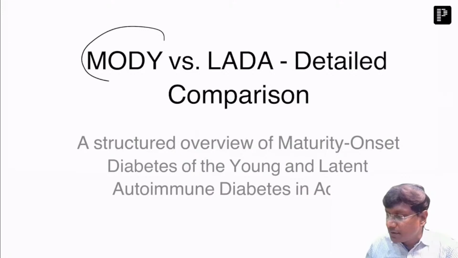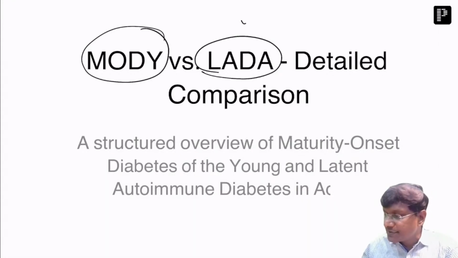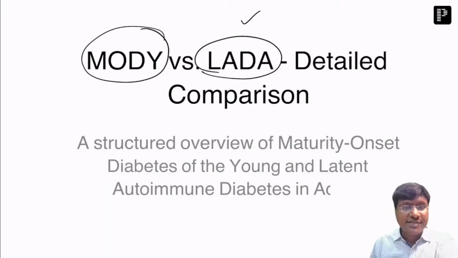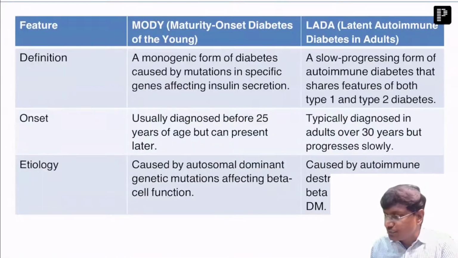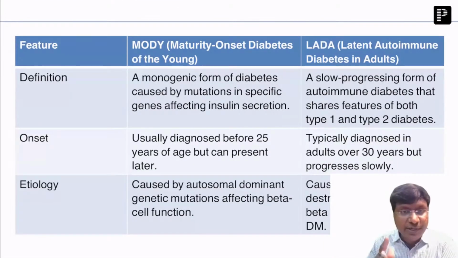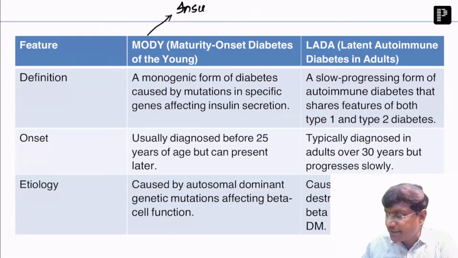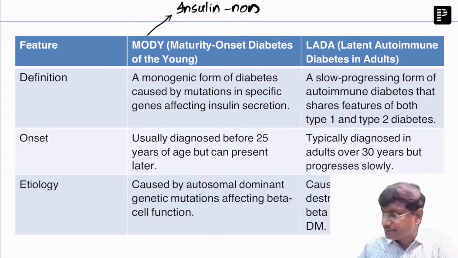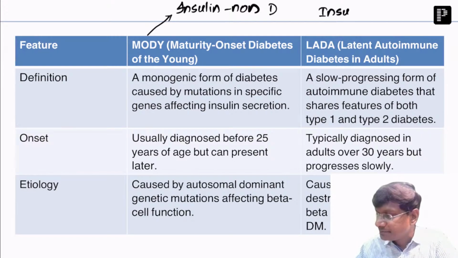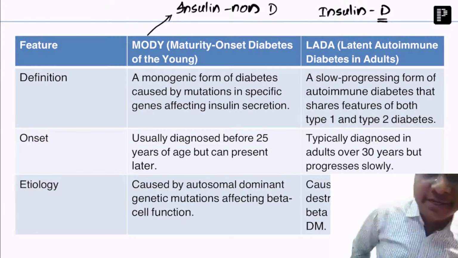The next important part of diabetes that we need to discuss is maturity onset diabetes of the young, as well as LADA, right? So what is this LADA? Latent autoimmune diabetes of adults. So if you take these two, out of this, you take MODY, that is maturity onset diabetes of the young. This is insulin non-dependent, whereas LADA is insulin dependent.